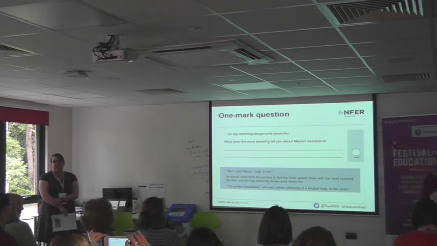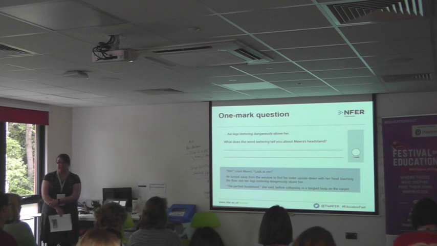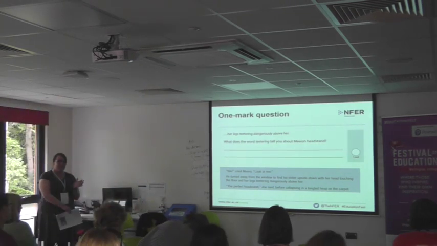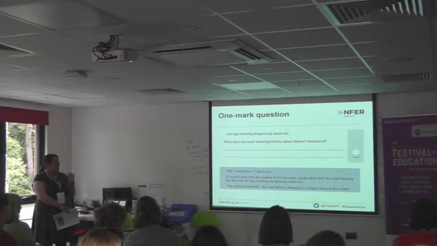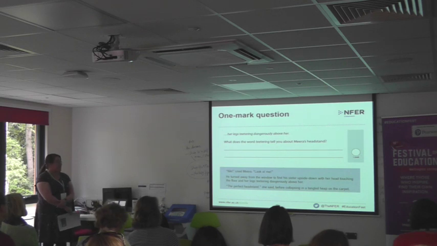So the first question we're going to look at is a 1-mark question, and this is based on the first text in our test, which is a narrative about a boy and his younger sister. And hopefully this is a helpful example, because as teachers, you can probably guess at the answer without having to see the full text. And secondly, it's an example of something that looks quite simple, but actually can produce some interesting and useful diagnostic information.